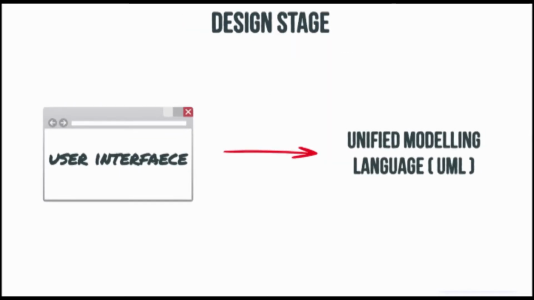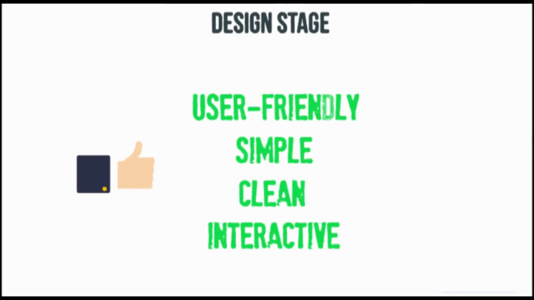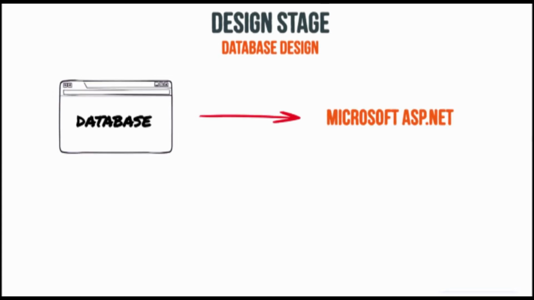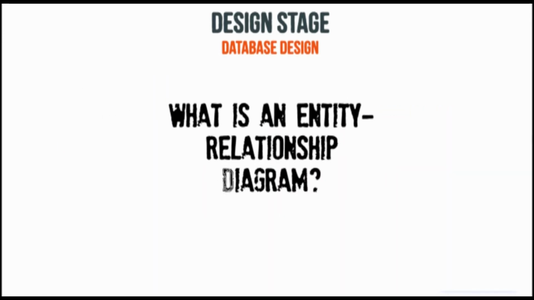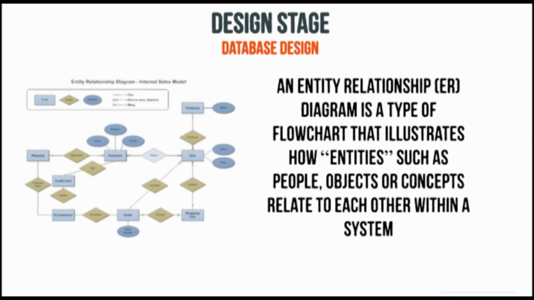In the design stage, the user interface will be designed using Unified Modeling Language or UML. It must be clean, simple, interactive, and user-friendly. As mentioned, the database will be built using Microsoft ASP.NET and modeled after the entity relationship diagram. So what is the entity relationship diagram? It is a type of flowchart that shows how people, objects, or concepts interact with each other in a system.